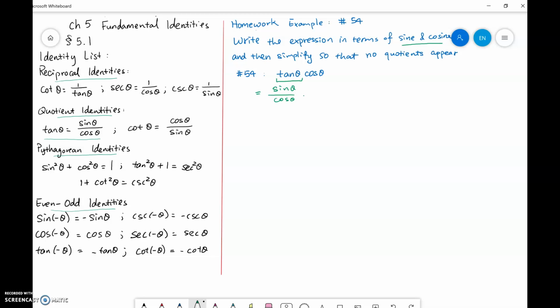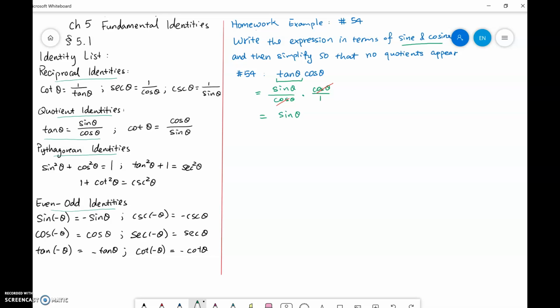Since I rewrote tangent theta as a fraction, it's better to rewrite cosine theta as a fraction too, cosine of theta over 1. So now I'm going to simplify by multiplying. Since I have two fractions, both have a cosine of theta, one in the numerator and one in the denominator. That means those two will divide out. So as the answer, I only have sine of theta.